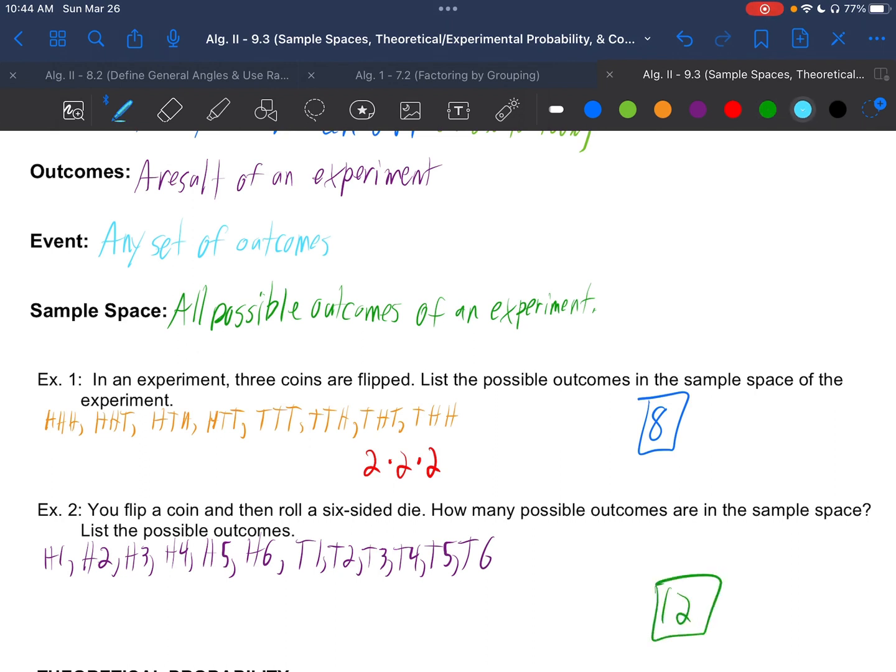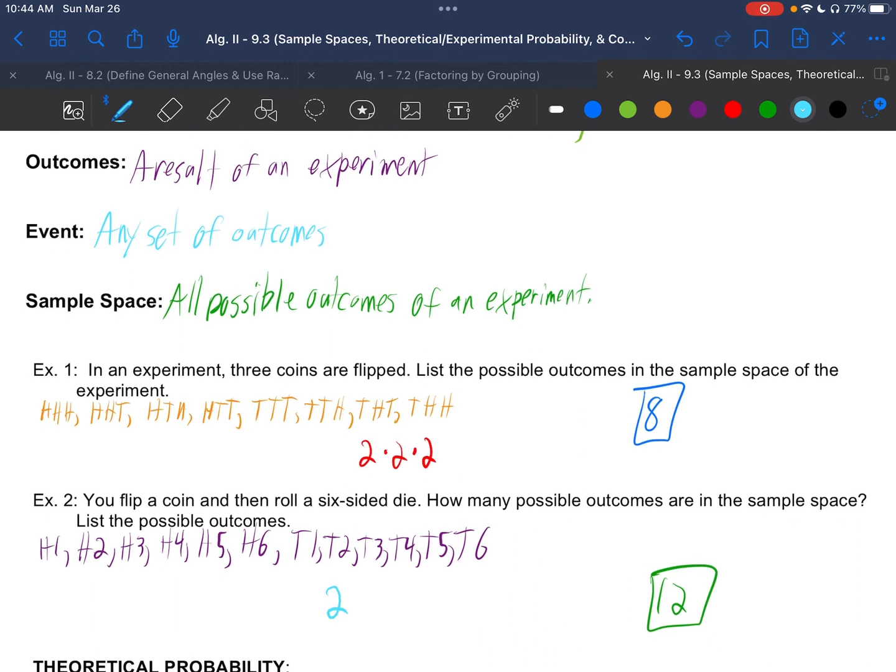And another way we could arrive at that is the coin has 2 different options, heads or tails. The die has 6 different options, 1, 2, 3, 4, 5, 6. Multiply 2 times 6.